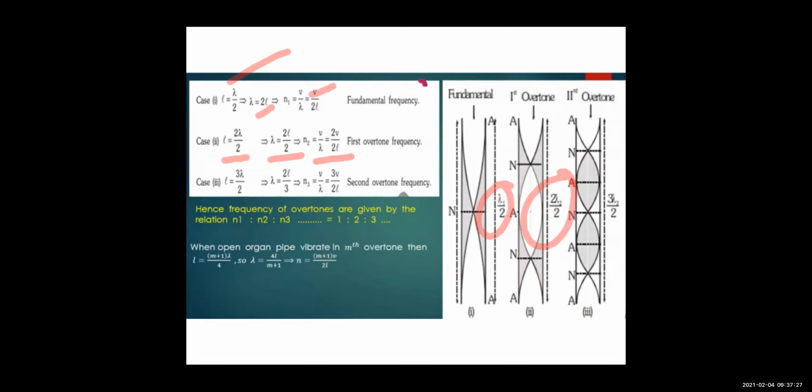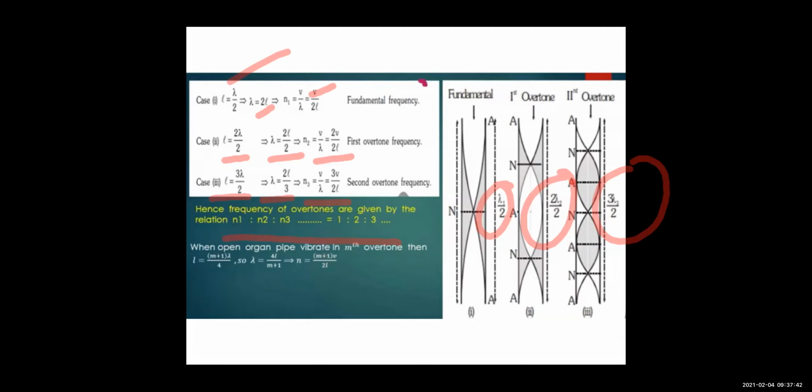Right? Last, L is 3 lambda by 2. So lambda is 2L by 3 and the frequency is velocity upon wavelength, that is 3V by 2L. So the frequencies are in the ratio of 1:2:3 and so on.